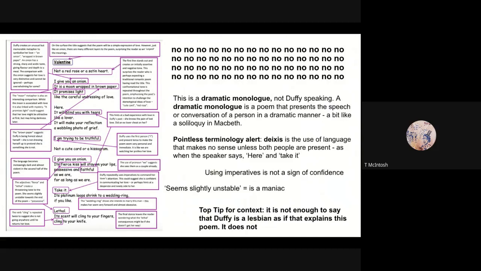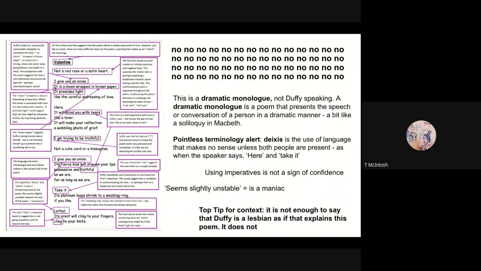How do we know that? Well, as I've said here with the pointless terminology alert, we have deixis all over the place. You don't need to remember that or use it unless you're doing Lang Lit next year. Deixis is the use of language that makes no sense unless both people are present. So if I say, give me that, you need to be there to know what that means. And we have that at several points here, right? Every single time there's a break between the lines, the speaker is gesturing, handing something to, motioning at the person who we never hear, who's listening, here, like that, take it.